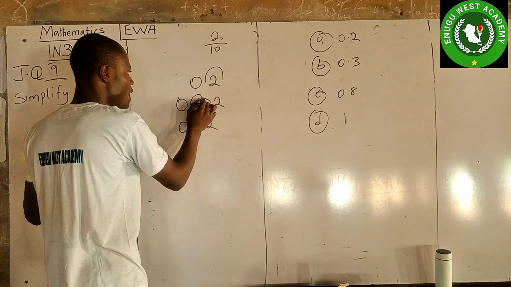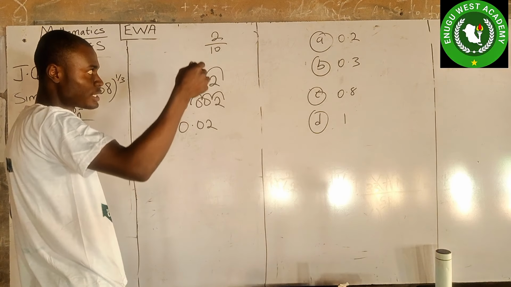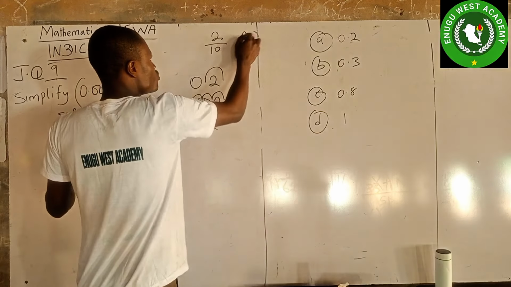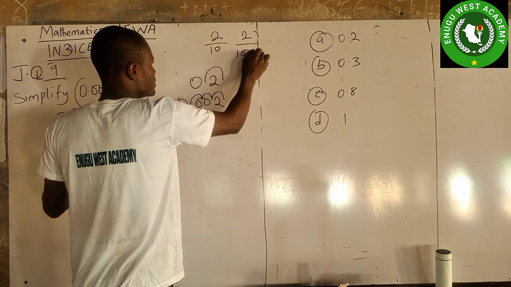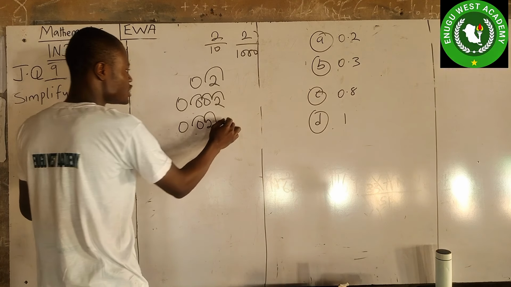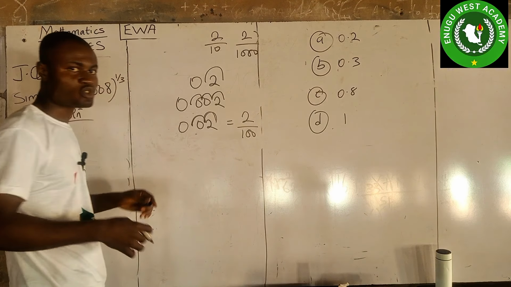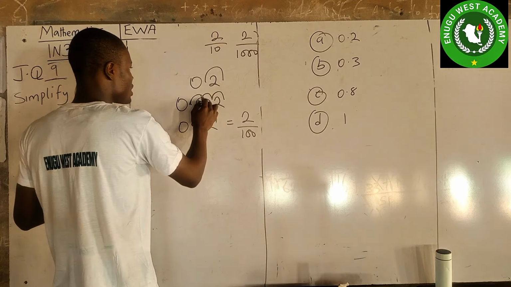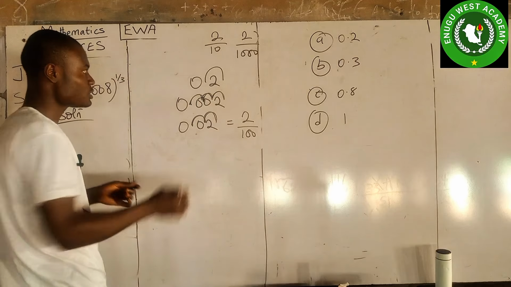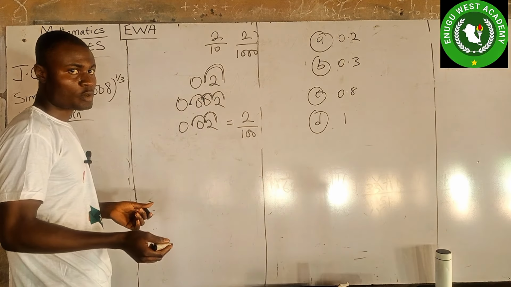If you count 1, 2, 3, how many? Yeah, 1, 2, 3. It means 2 over 1000. If you count 1, 2, it means 2 over 100. So any number you count, if you count 1, 2, it just means 20. If you count 1, 2, 3, it just means 30. If you count 1, it means 10. Hope you are following.